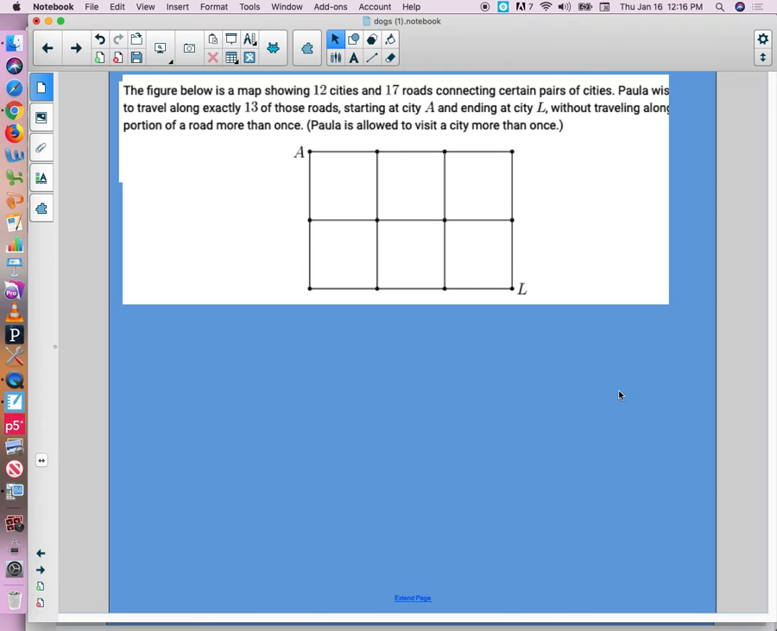Did I screenshot enough? Paula wishes to travel along exactly 13 of these roads, starting at City A and ending at City L, without traveling along a portion of a road more than once. I'm sorry, I cut off some of the words. Paula is allowed to visit a city more than once, and we call these nodes in graph theory. Those are nodes and edges, okay?